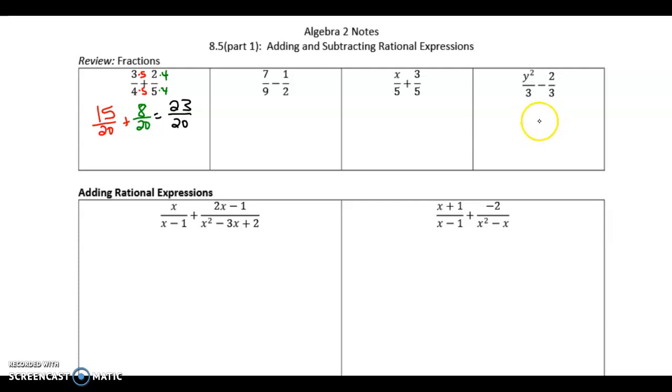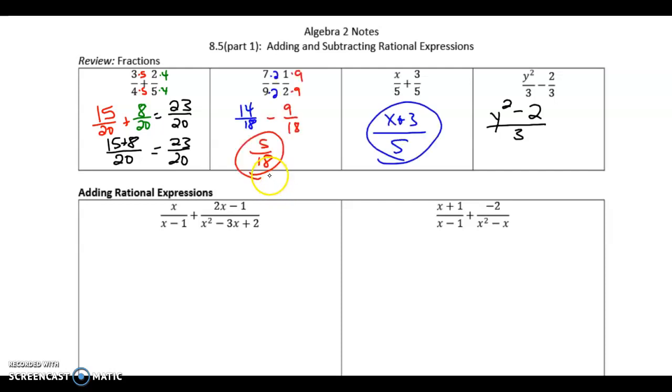All right, if I go over to one that has a variable in it, remember once you get that common denominator, we can put it down to one fraction instead of two separated fractions. So if I do look at this last one over here, we can rewrite that as y to the second minus 2 all over 3. And that's all we can simplify. Go ahead and pause the video and try the second and third ones. 5/18 and x plus 3 all over 5.